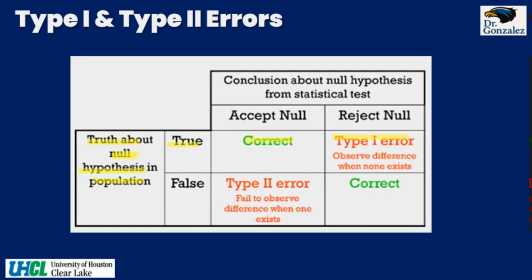And then over here, I also have the opposite of that, truth about the null hypothesis in the population. If I say the null is false, okay, I accept the null, even though it's false, I still keep it and say, hey, there's no difference. I just committed type 2 error. I failed to find a difference when the difference existed.